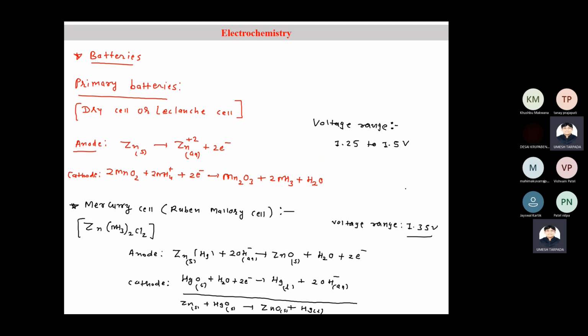So in short, these are the primary cells because once they are used up, they cannot be used further. They are not rechargeable. Therefore it is called primary cells. Once you use it, you throw it after use. So therefore it is called primary batteries. But nowadays these primary batteries are replaced by the secondary one. Secondary battery.